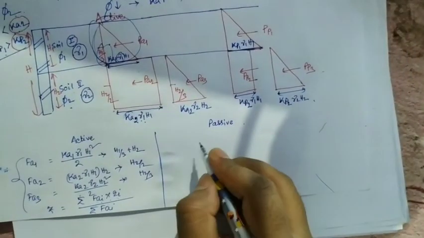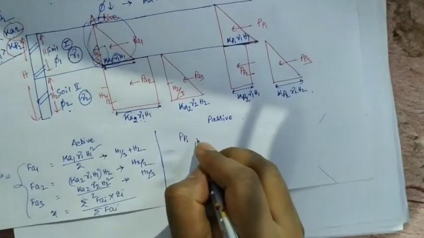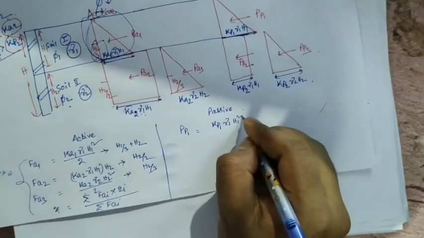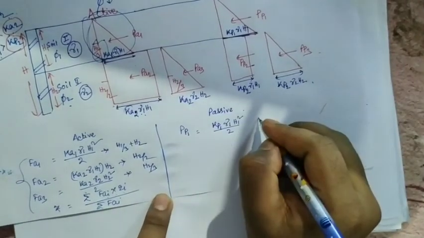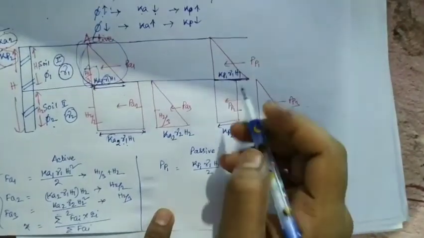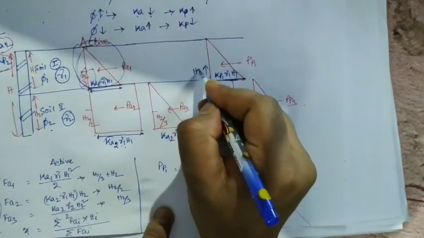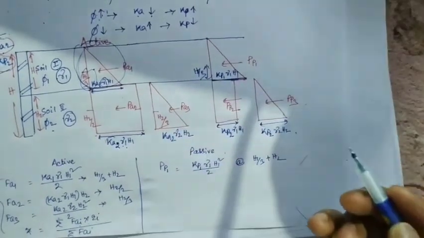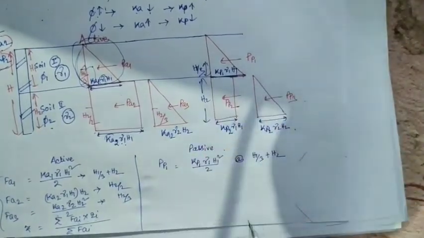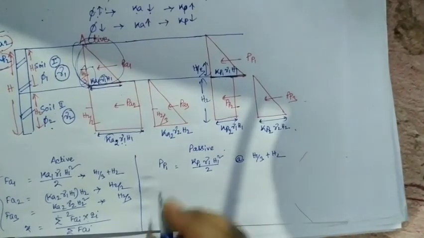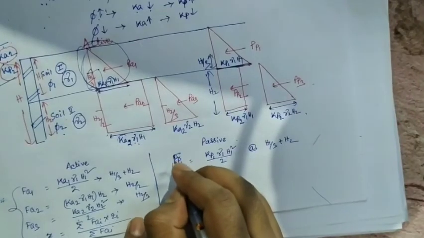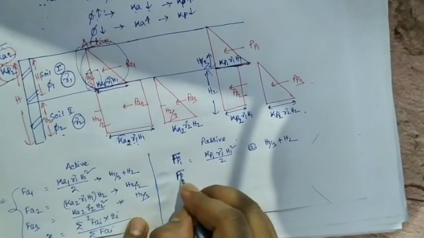Now what will happen in case of passive? Pp1 will be Kp1 gamma 1 h1 square by 2, and it will act at h1 by 3 plus h2. Look, it is h1 by 3, and then h2. From the bottom, h2 plus h1 by 3 will be the point of action. Sorry, it will be F, because I am calculating thrust.